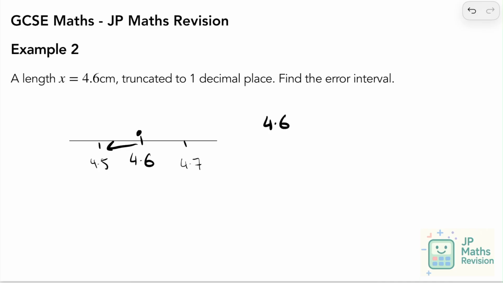And then the upper bound is actually going to be 4.7. It can't be 4.7 because 4.7 truncated is just 4.7. But it can be anything up to but not including 4.7. Because even if we had, say, 4.699 truncated, we just chop off the 9s and it's just 4.6. So the bound is going to be 4.6 is less than or equal to x, which is less than 4.7.